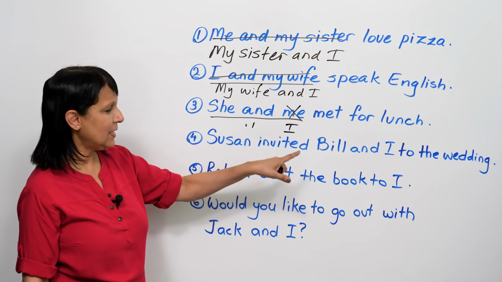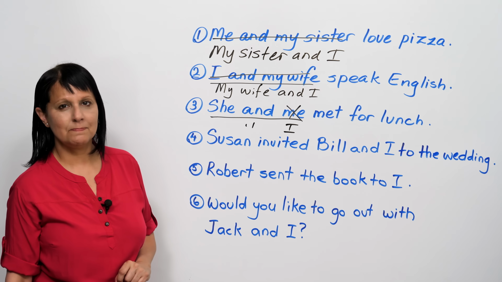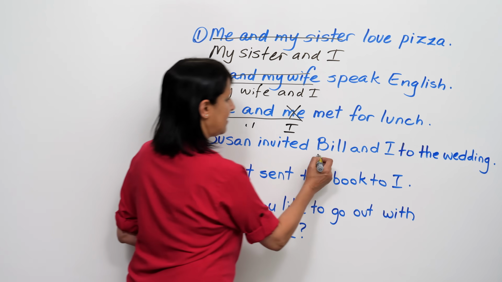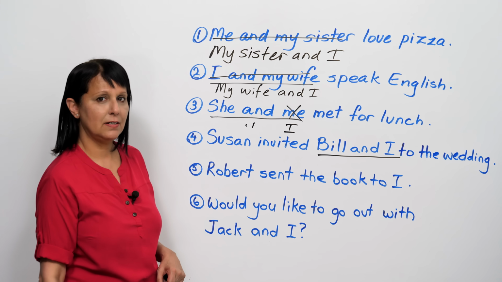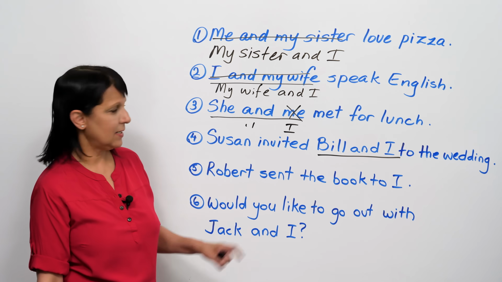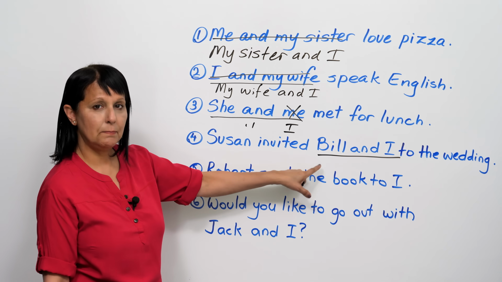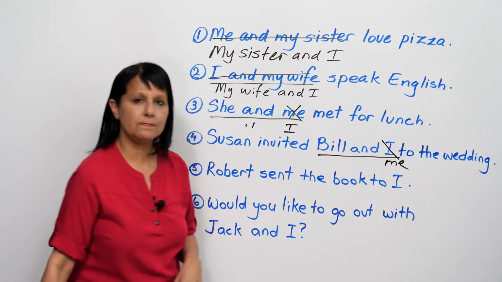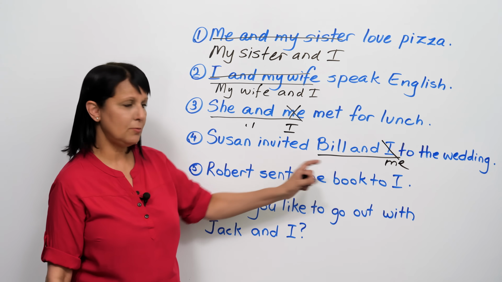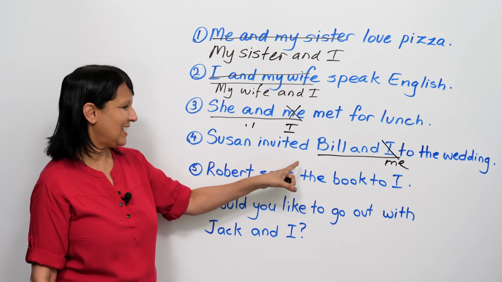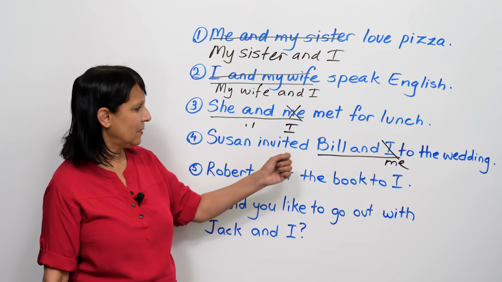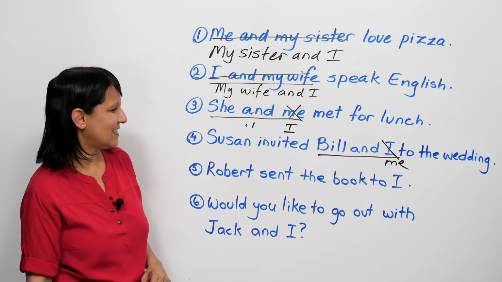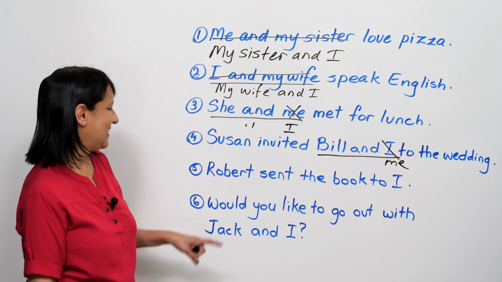All right. Susan invited Bill and I to the wedding. Is that correct? No, we know it's not. Let's look at this part. Bill and I. What should it be? Susan invited Bill and me. Okay? Because it's the object. Susan is the subject. Invited is the verb. Invited whom? Invited Bill and me. Okay? That's it. It's that simple. All right. Let's go on.